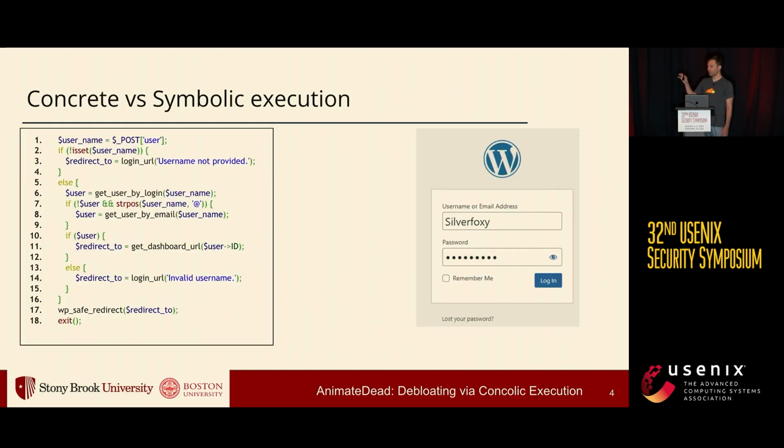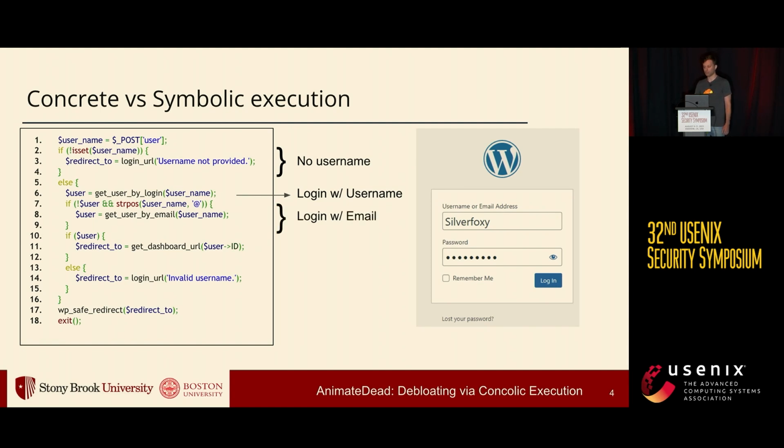So here I have a simplified code for the login logic of WordPress, and I want to walk you through a concrete execution versus symbolic execution, just to have an idea how this would work. So first, WordPress checks if there is no username provided and shows you an error. Then we query the database to see if the username is valid, and if it is, then all good.